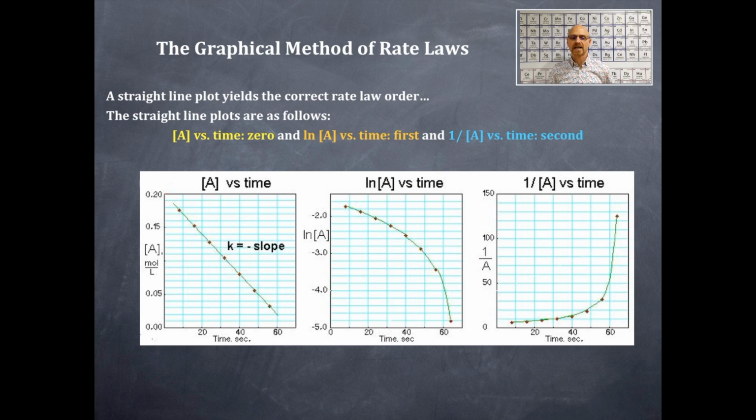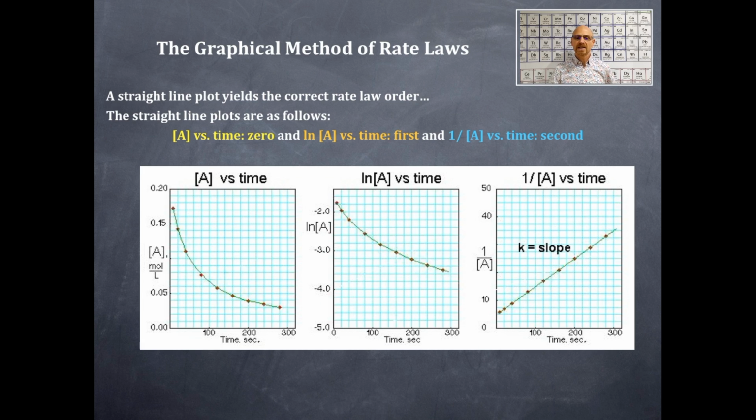Let's give you another set. Another set of data. I got concentration versus time on the left. In the middle, I got natural log of concentration versus time. And on the far right, I got 1 over concentration versus time. Which one yields a straight line plot? That is correct, the one on the far left. Since the one on the far left yields a straight line plot and it is the same data, that means that this data is a 0 order rate law.